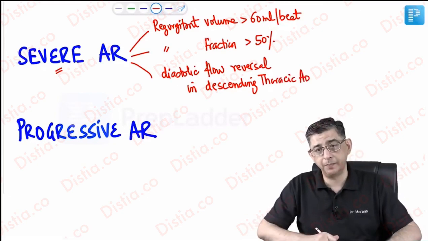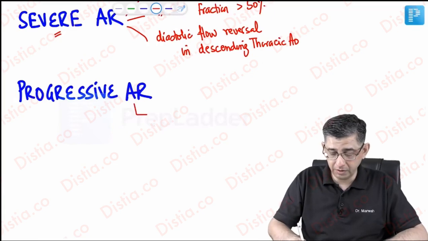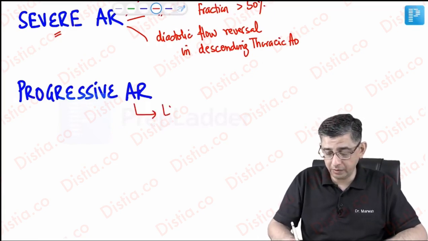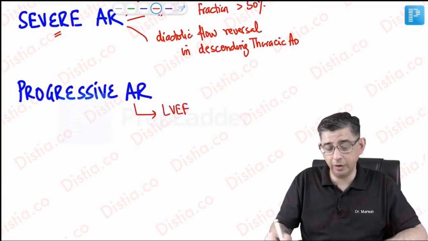For progressive aortic regurgitation, the first feature to be remembered would be that the ejection fraction of the heart will be reduced.